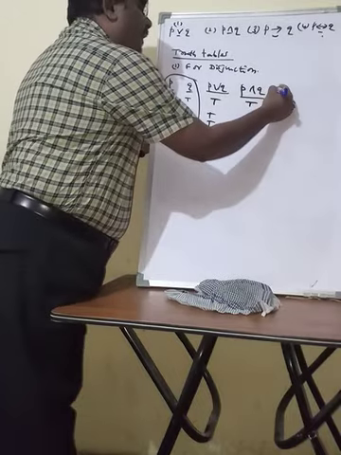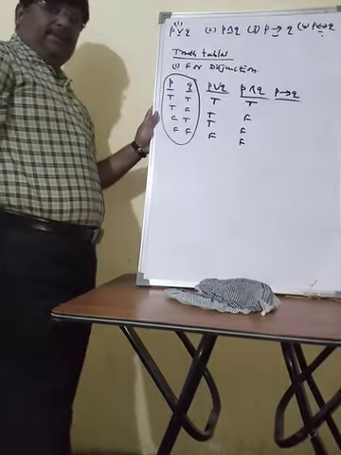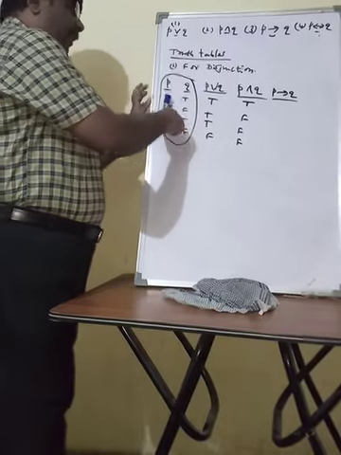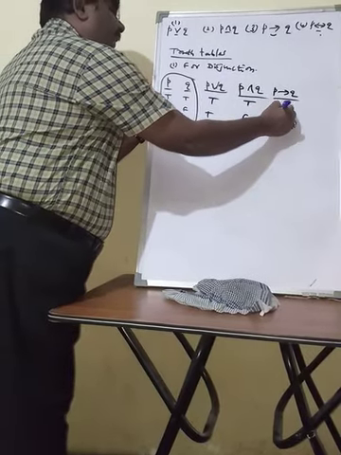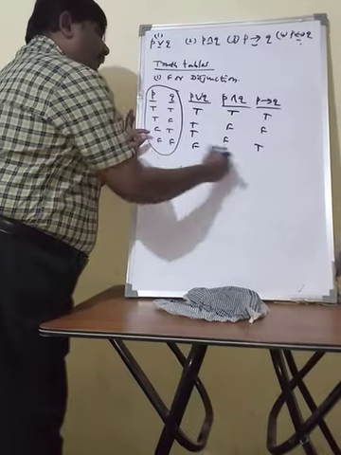Now, for conditional or implication, we wish to see: T, TF, F, FT, T, FF, T.